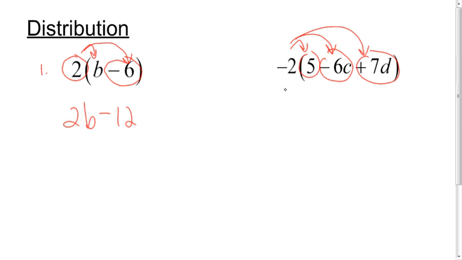again, let's try to focus on writing a little better here. I think it's going to help. So negative 2 times 5 is negative 10. And I have negative 2 times negative 6c, which gives me plus 12c. And then we have negative 2 times 7d, which gives me negative 14d, which I express as minus 14d. I notice there are no like terms here to combine, so that's pretty much done.